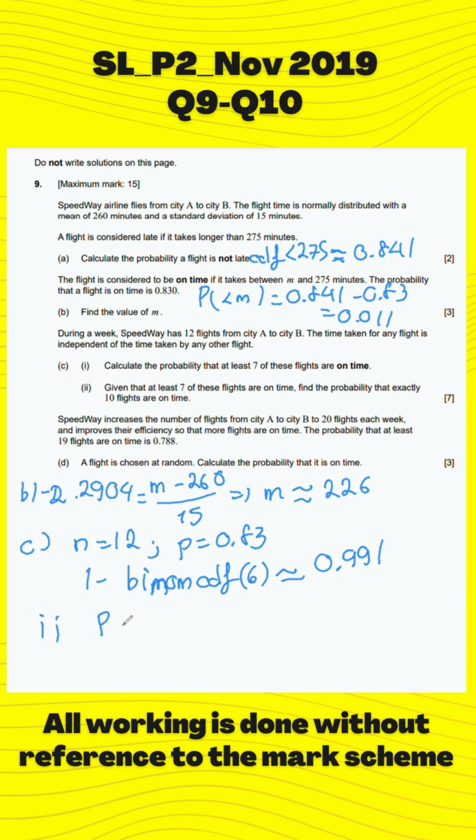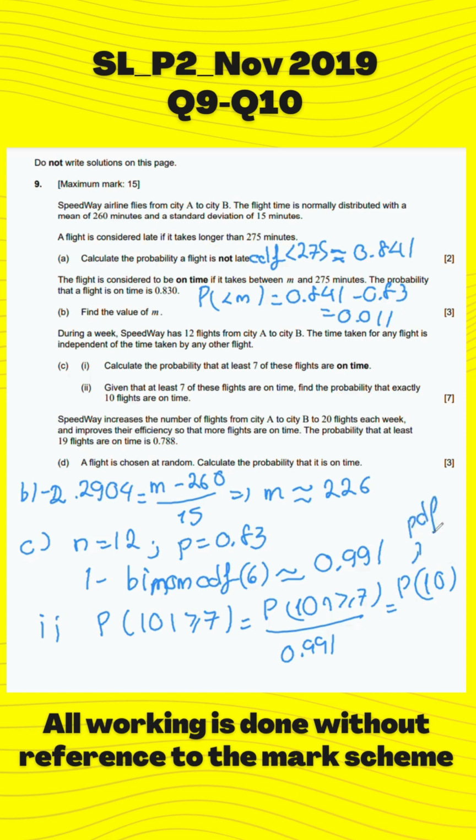Okay. Given that at least 7 are on time, find the probability of exactly 10. So this will be A given B. So find 10 given that at least 7. It will be the probability of 10 and at least 7, divided by at least 7, which is 0.991. So 10 and at least 7 will be the probability of 10, which is the PDF of 10, divided by 0.991. So the answer will be nearly 0.299.